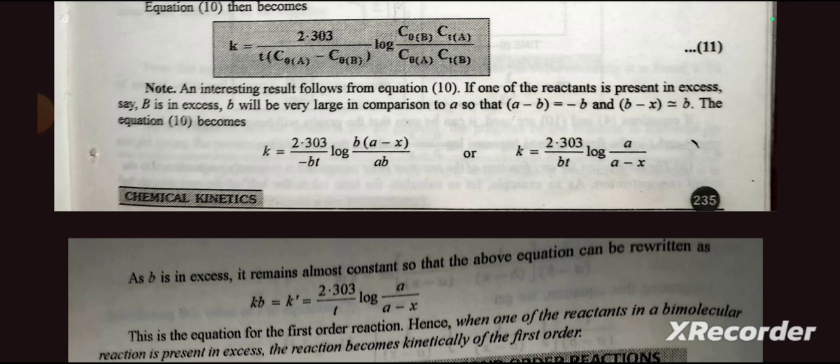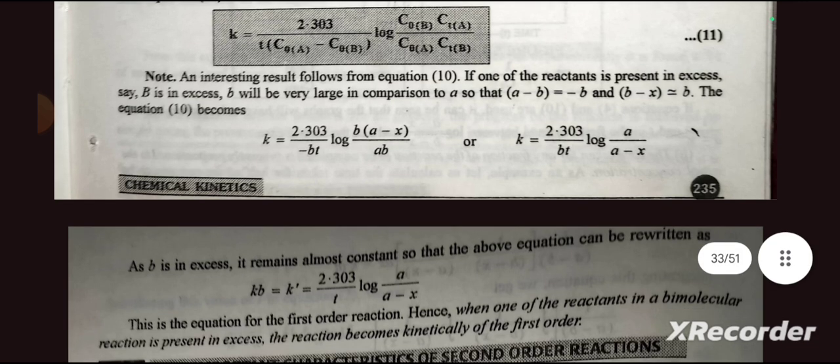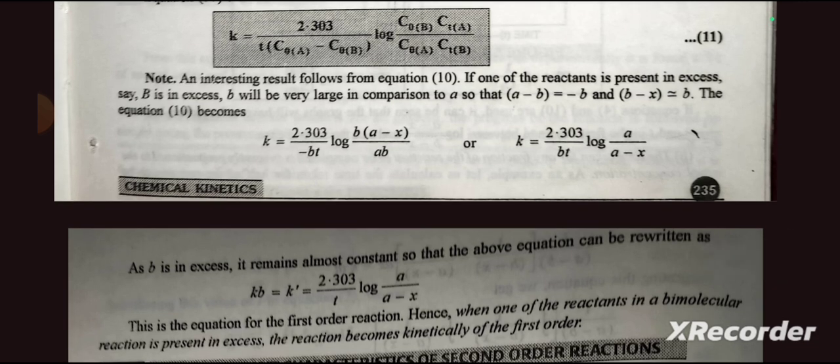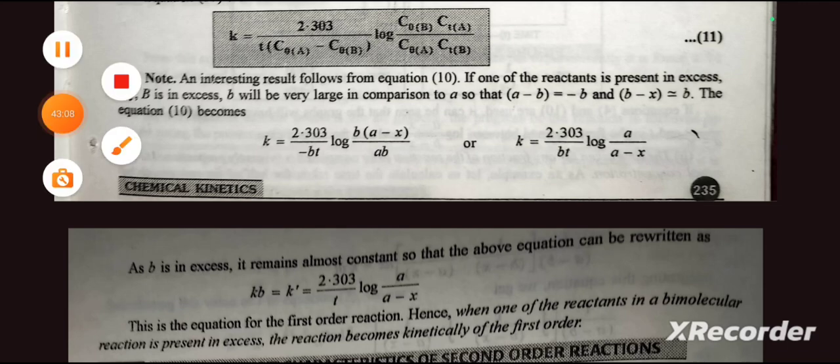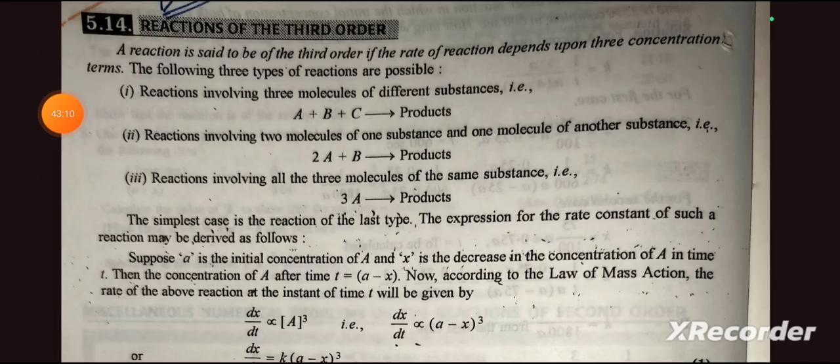As b is in excess, it remains almost constant, so that the above equation can be rewritten as kb is equal to k dash is equal to 2.303/t log[a/(a minus x)]. This is the equation for the first order reaction. Hence, when one of the reactants in a bimolecular reaction is present in excess, the reaction becomes kinetically of the first order.